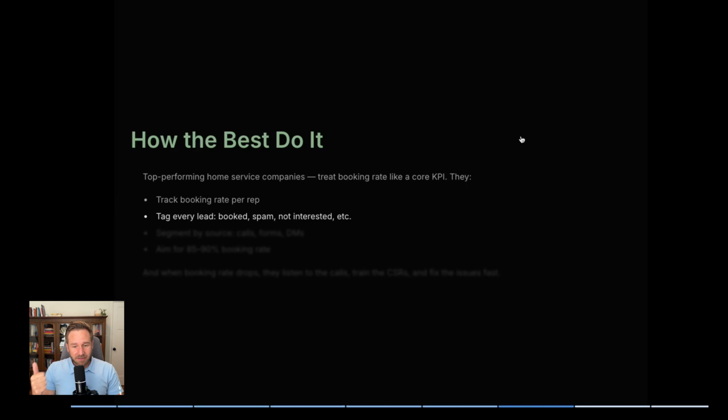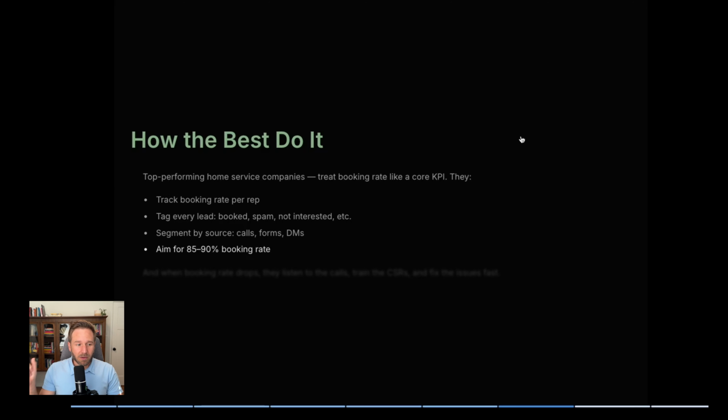They tag every lead appropriately. It's booked. It's spam. It's not interested. It's whatever it is. Get detailed about it. They're segmenting it by source. It's a call from GMB. It's a form fill from Facebook. It's a DM message from Yelp, whatever the case may be, but having those detailed in your CRM attached to everything so you can actually see and segment where the sources are coming from.